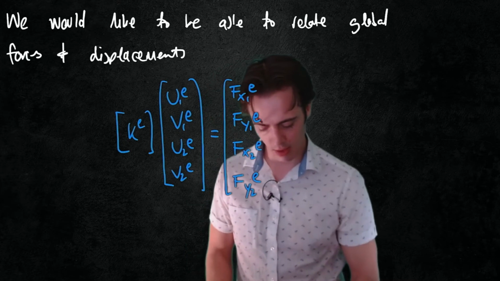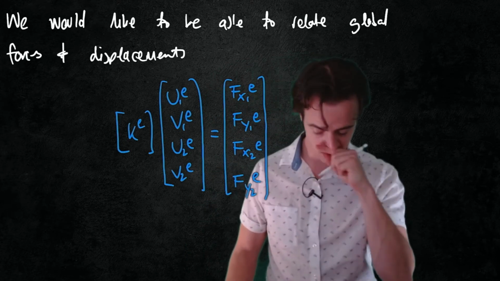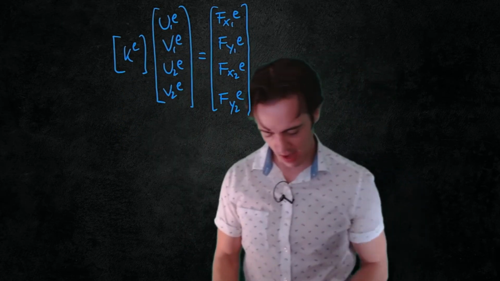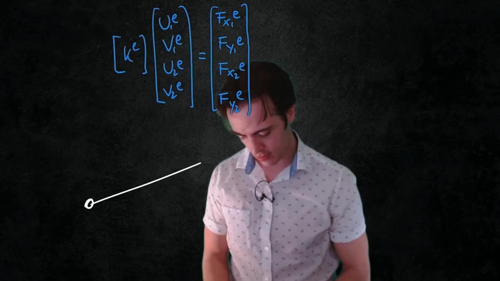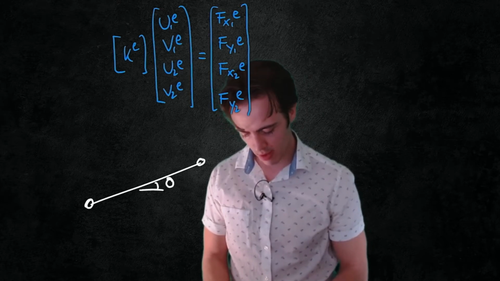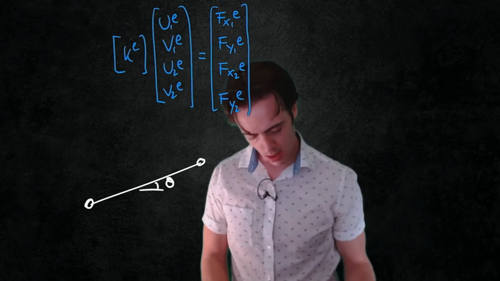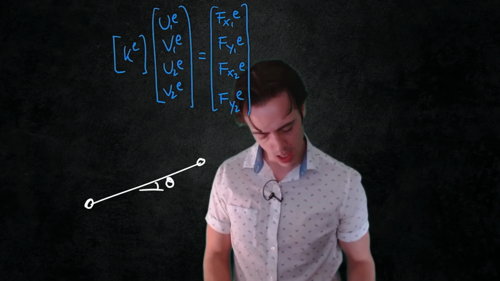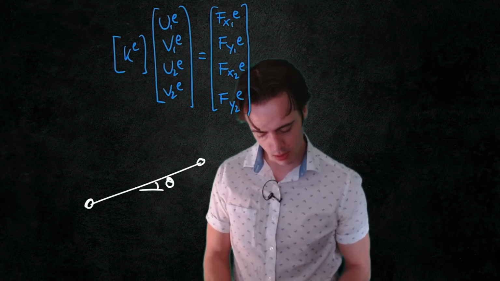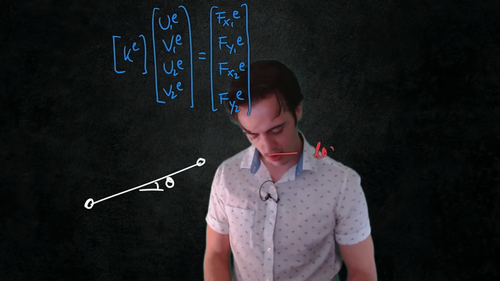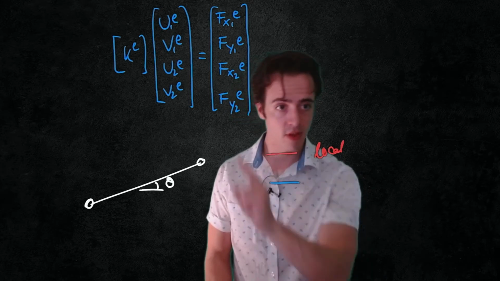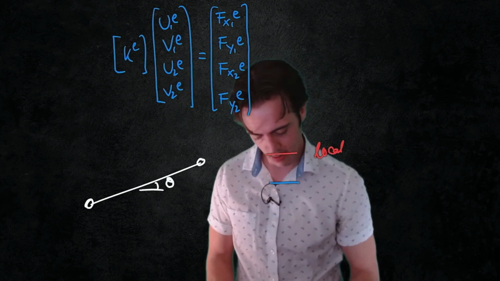I have to really think when I write these down to get the subscripts and superscripts correctly. So let's just remind ourselves of what these things mean. So if I have an element that's at some arbitrary orientation angle, then I'm going to draw the local displacements and forces in red, and I'm going to draw the global displacements and forces in blue because that's what I drew them up as here.